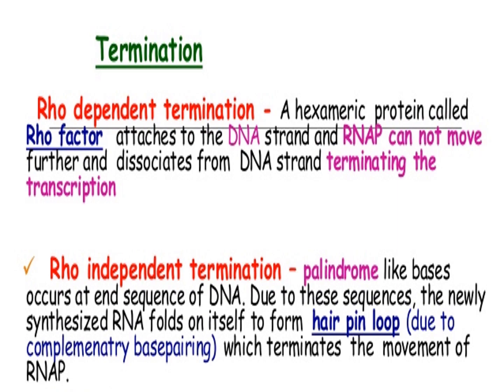Another one is rho independent. Here a palindrome-like sequence occurs at the end of the sequence. Due to this sequence, the newly synthesized RNA folds on itself and forms a hairpin loop, okay, which stops the movement of the RNA polymerase. Here there is no rho factor. The RNA itself will form a hairpin loop. Automatically, the RNA won't be synthesized further.